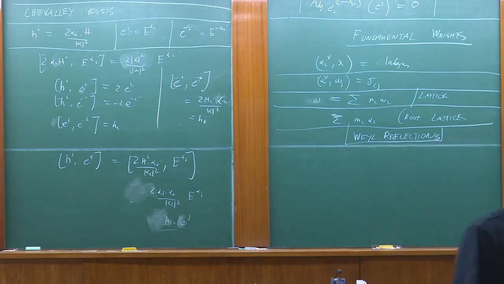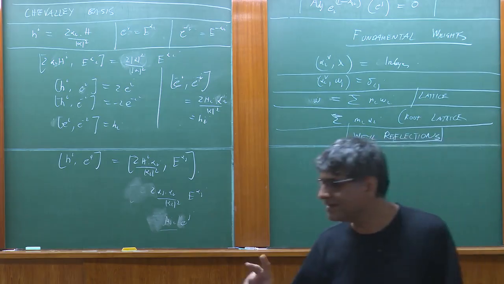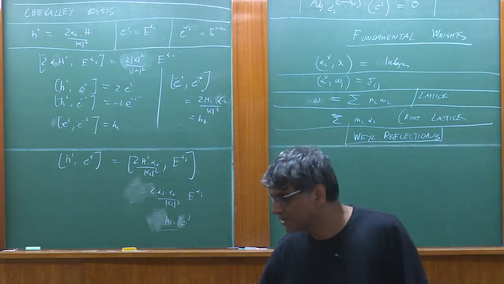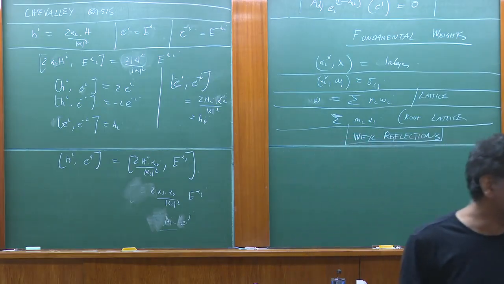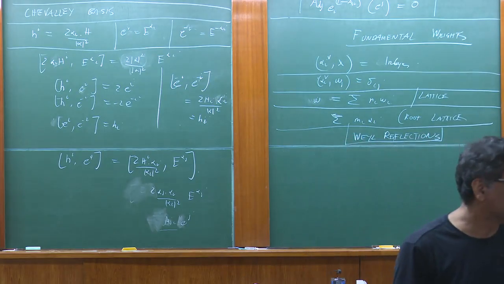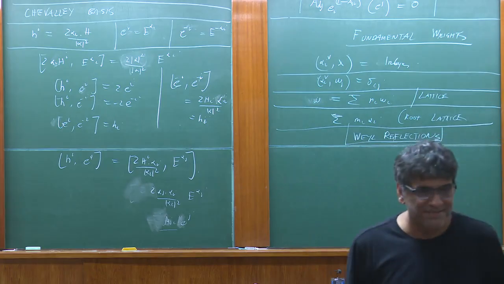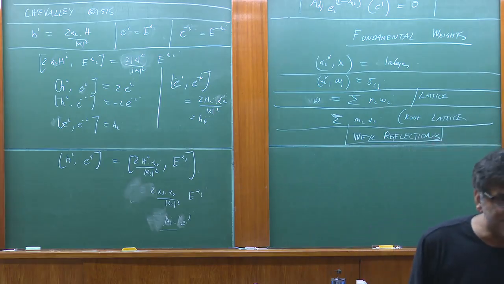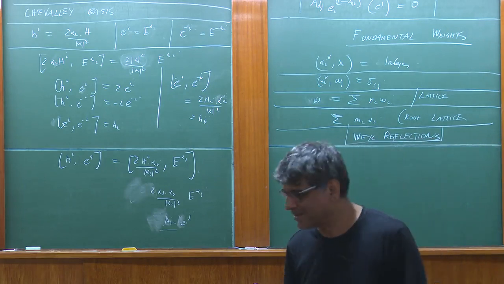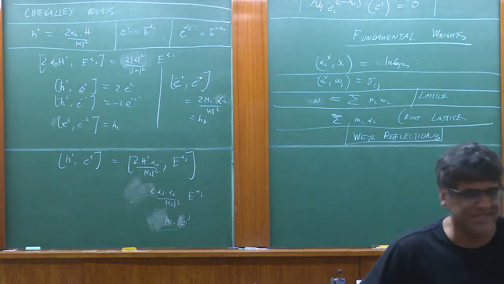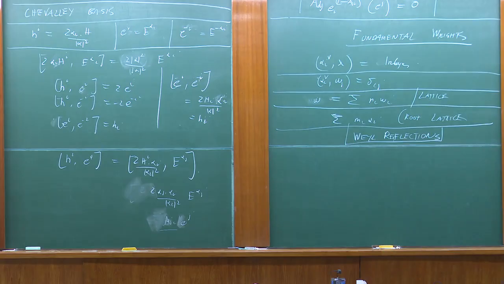There's a nice connection between this and the centers of the group. The center of SU(N) is Z_N. So after modding out, you will get Z_N. It will be labeled by the center elements of the group. We'll come back to this at some point. Okay, good. Other questions or comments?